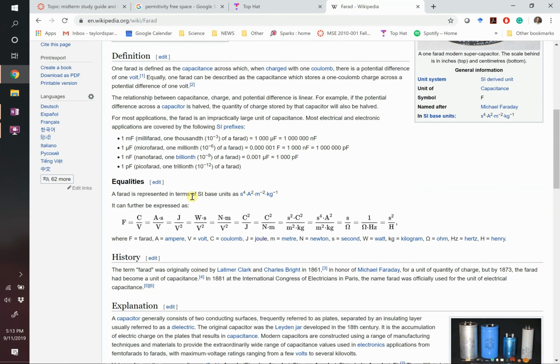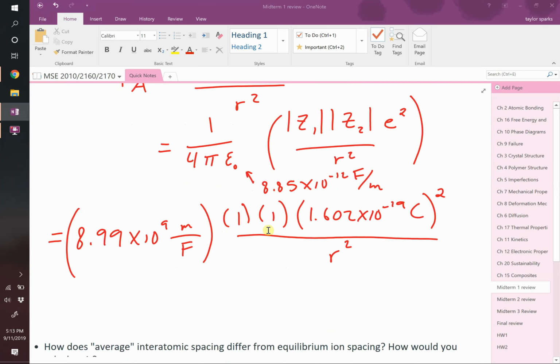So we want to get to newtons, right? So we're getting there. Coulomb squared per newton meter is a farad, okay? Those seem like the units that we want for this problem because we want to end up with newtons. We've got coulombs and we've got meter squared. So let's replace our farad with coulomb squared per newton meter.